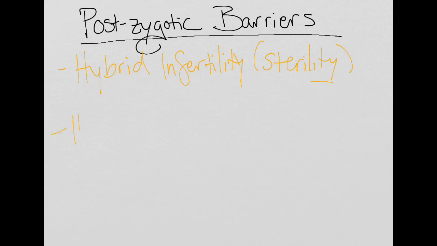And then the last is hybrid inviability. And hybrid inviability is basically where you can create a zygote, but that child might not develop into a mature individual that might be old enough to breed, or it does not basically live very long.